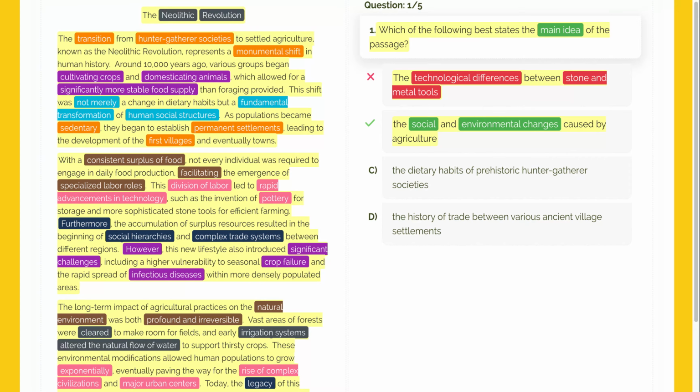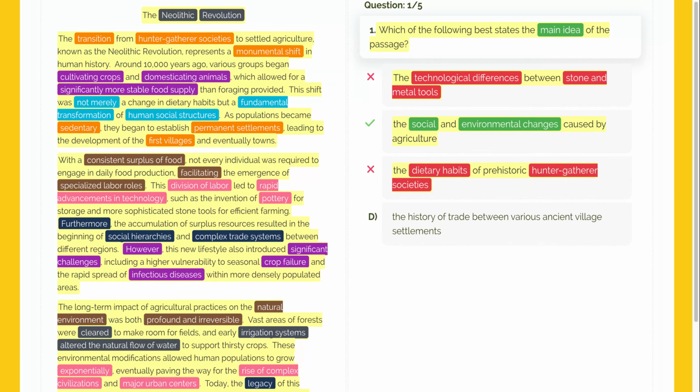Next, we'll examine option C, the dietary habits of prehistoric hunter-gatherer societies. This option mentions dietary habits and hunter-gatherer societies. While the text starts by mentioning the transition away from these groups, it is not the focus. The passage is about the Neolithic Revolution, which is the shift away from hunter-gatherers toward agriculture. Choosing this would mean ignoring almost the entire text, so this option is incorrect.